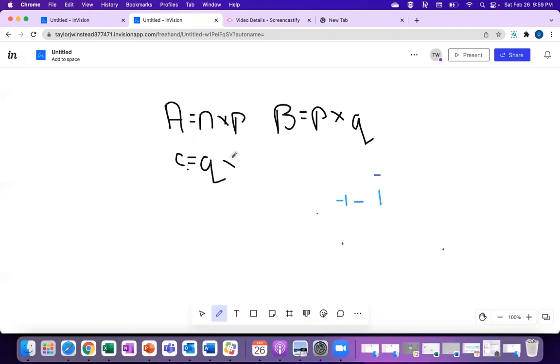So a reminder is that while commutative is like switching numbers around, associative is grouping numbers together. So we're going to have the same thing where we've got A being an n times p matrix and B being a p times q matrix. We're also going to have C being a q times m matrix. So we want to find the relationship between A times B times C and A times B times C, with the grouping changed.